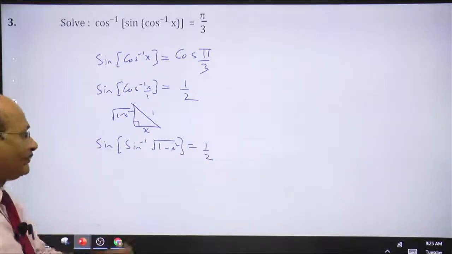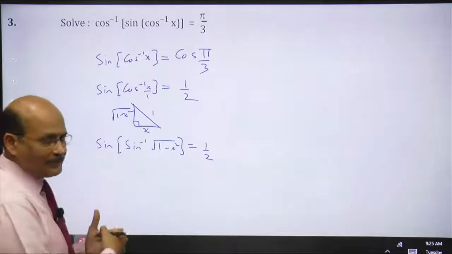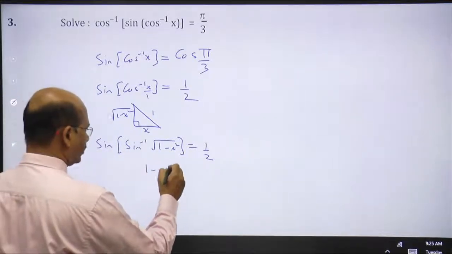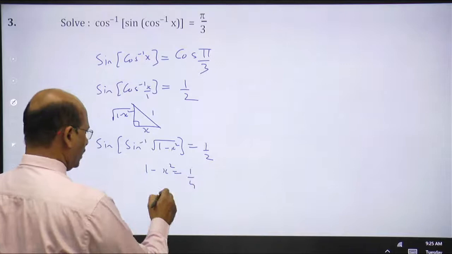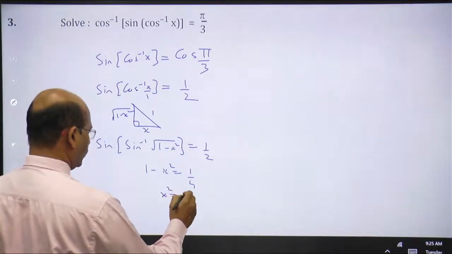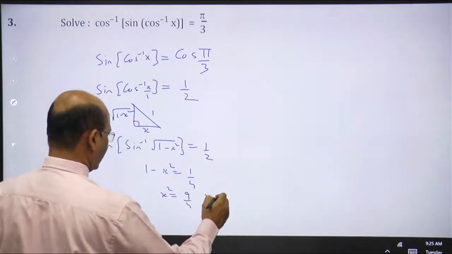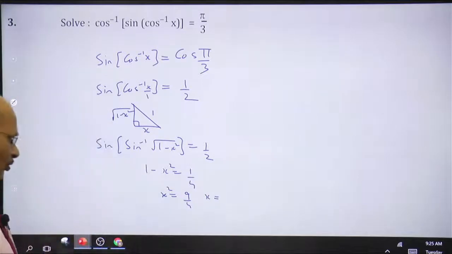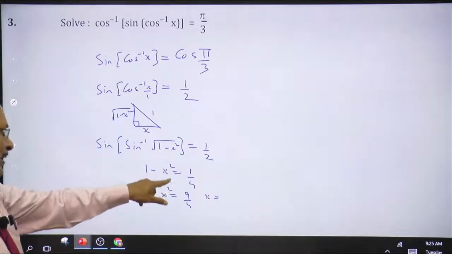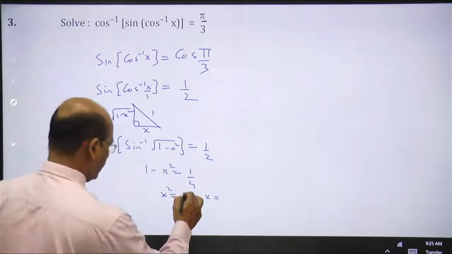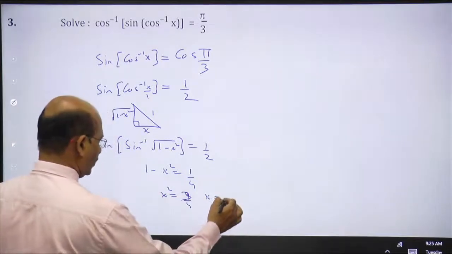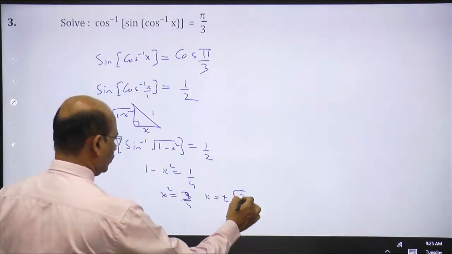Now my job is something simple. Sine of sine inverse becomes compatible. So this is 1 minus x square is equal to 1 by 4. So x square is equal to 1 minus 1 by 4, that is 3 by 4. So x equals plus or minus root 3 upon 2.